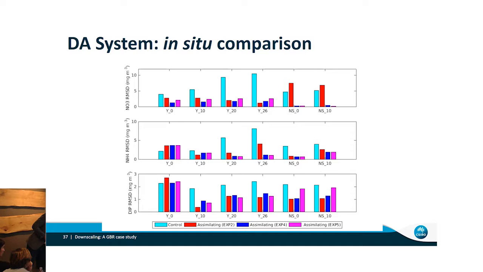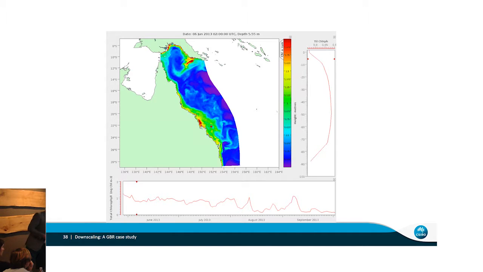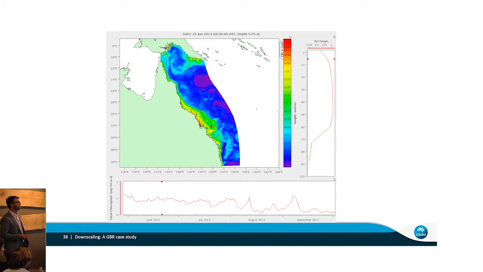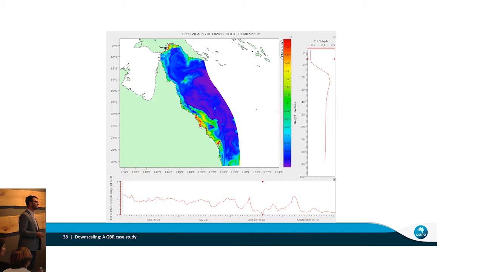This here is an animation of the 3-month assimilating run that we've got going. And we're about to set off a 6-year BGC reanalysis for the GBR in mid-November.